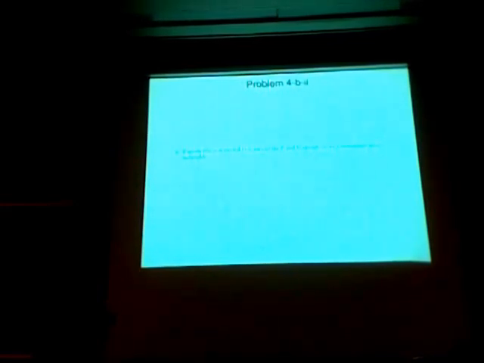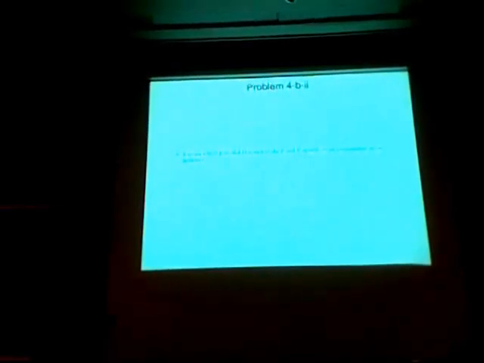Okay, part II, 4B2. Explain why it is critical that each of the P and V operations on a semaphore occur indivisibly. Someone new who has an answer to the question? This is a harder one.